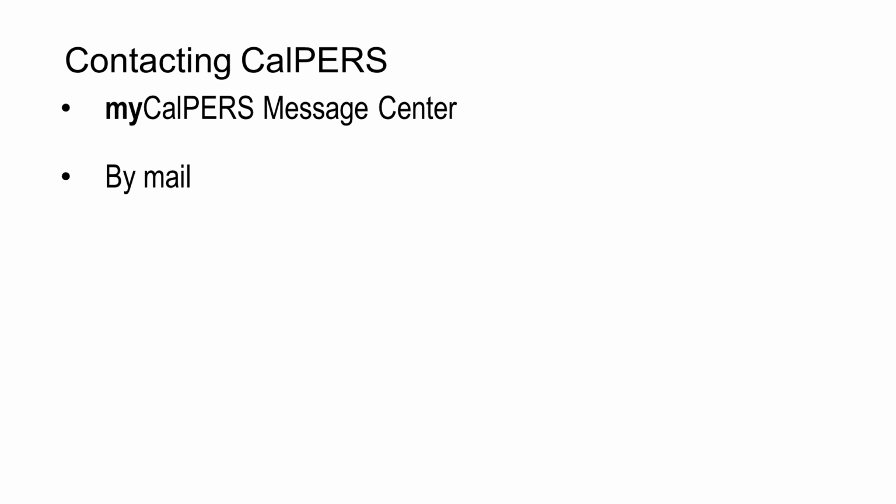If your request will require us to include protected personal information in the response, then mail is often the best way to get your question answered. When corresponding with CalPERS by mail, keep the following in mind. The average response time currently is 30 to 60 days. Some inquiries, which require additional research, may take longer.